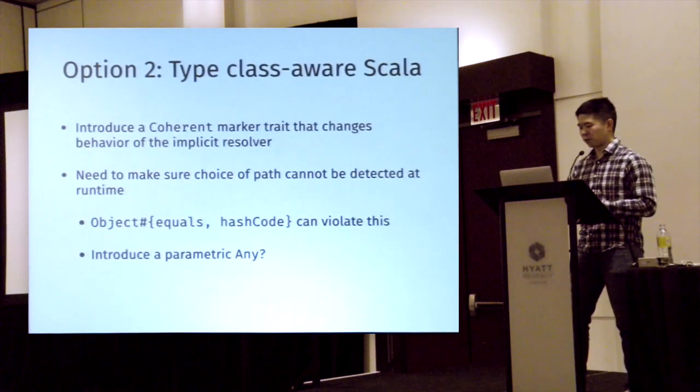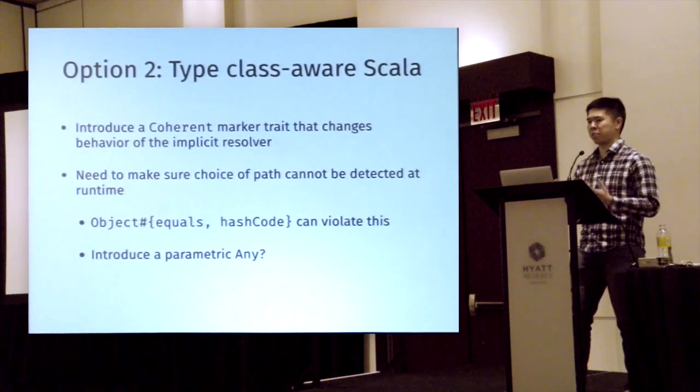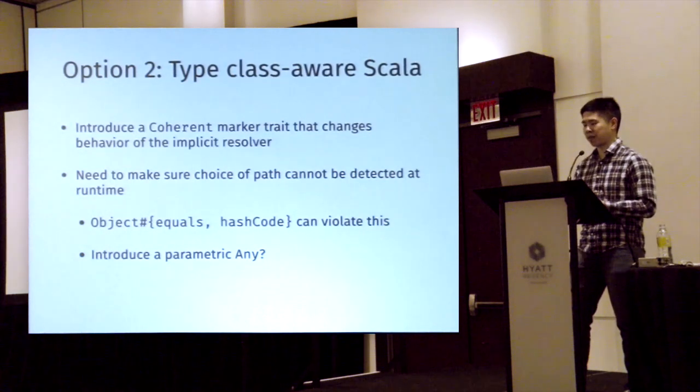And so one of the proposed solutions is, can we introduce a parametric Any that has no methods on it, and so people can't disambiguate what path is taken. This is also still an open issue ticket, so I defer to that issue ticket for a more in-depth discussion.